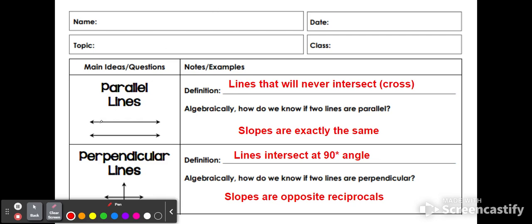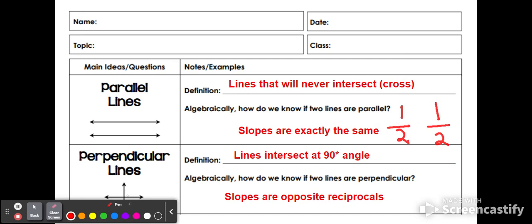So parallel lines are lines that look like railroad tracks. They're heading in the same direction. They're at the same degrees on a particular coordinate plane. And so they are lines that will never intersect or cross each other. So algebraically though, in their equations, how do we know that they're parallel? They will have the exact same slope. So for example, if one has a slope of 1/2, the other will also have a slope of 1/2.